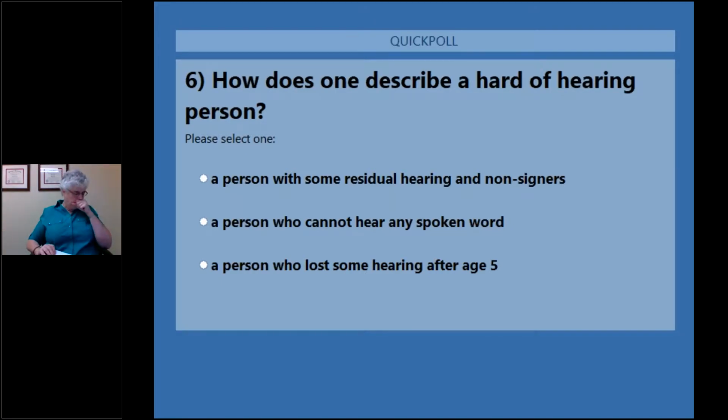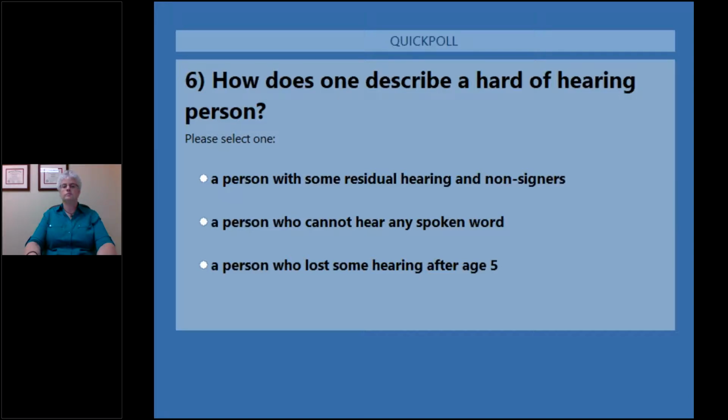How does one describe a hard of hearing person? A person with some residual hearing and non-signers, a person who cannot hear any spoken words, or a person who lost some hearing after age 5? So I'll go ahead and let everybody who is participating enter your answers out of those 3 options.